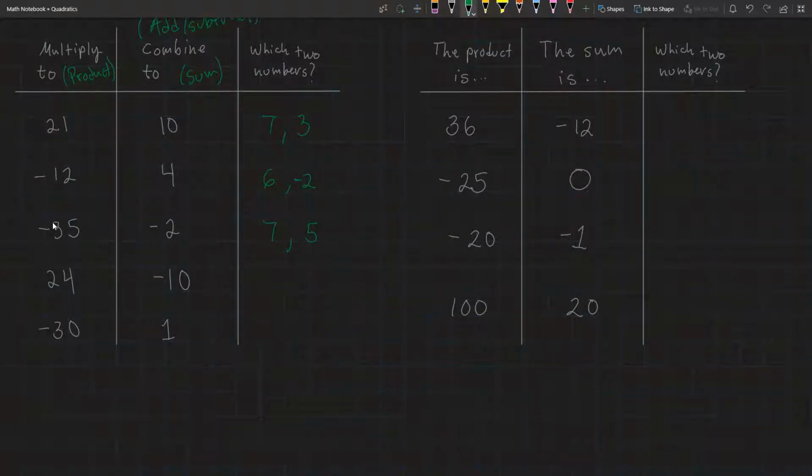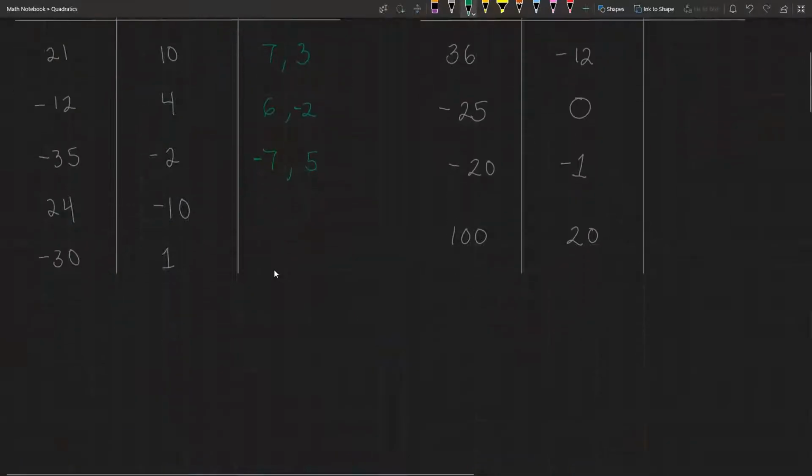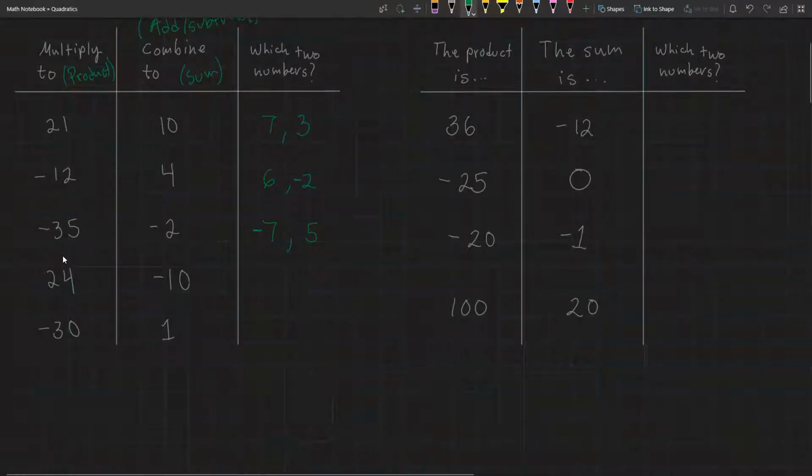So remember, one of them has to be negative, the other one positive. If the sum is negative 2, that means the larger number was negative. And you can check, negative 7 plus 5 is negative 2. And this product is negative 35. Great.